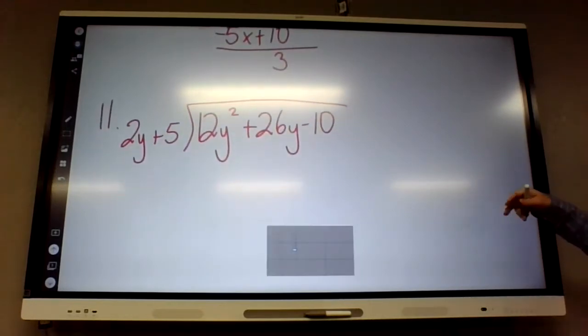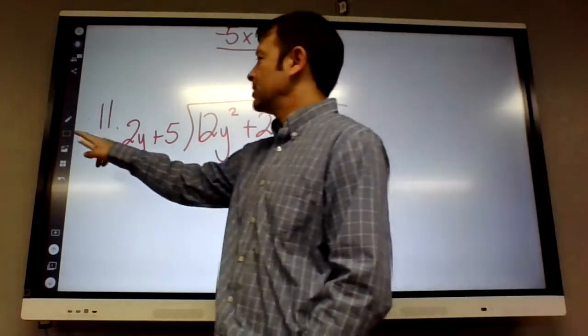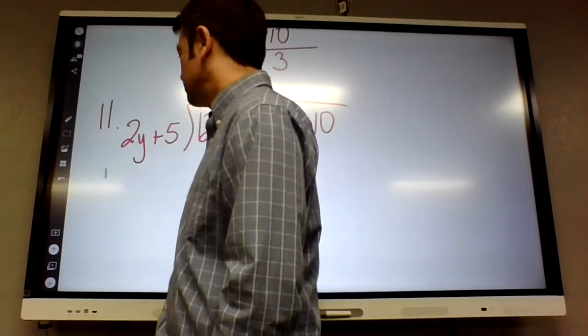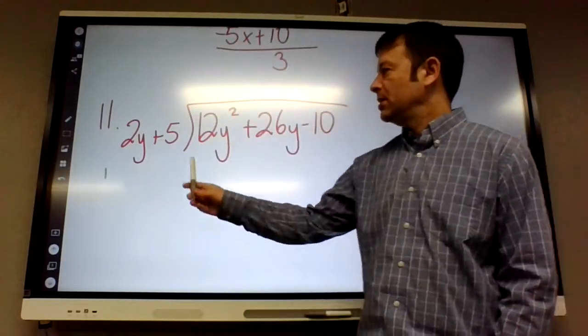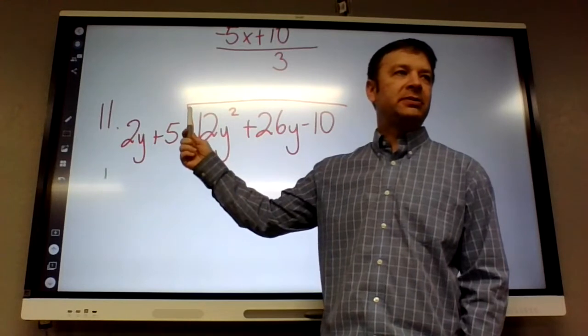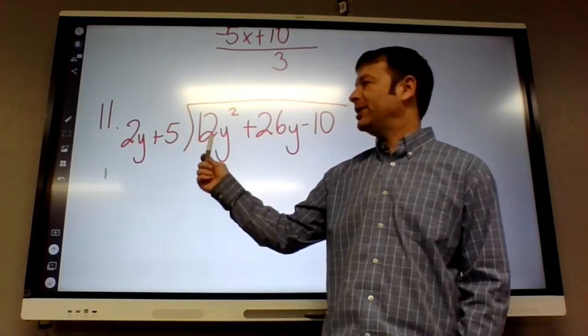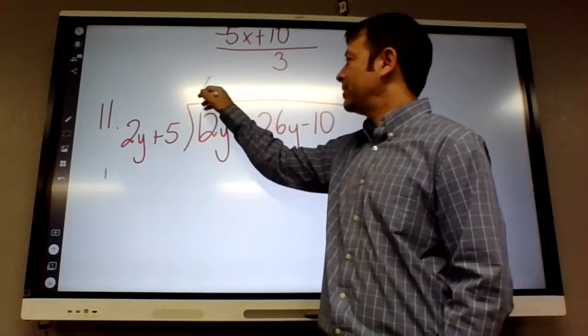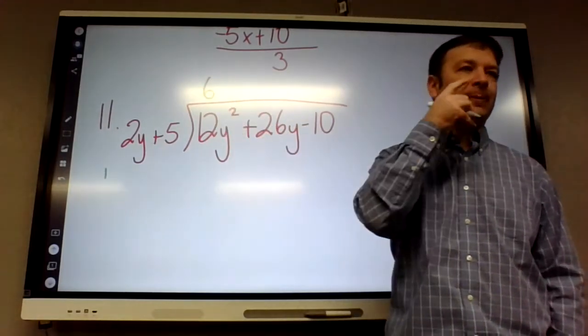Alright, you guys remember how I started? Let's do Christmas colors here. So it's 2y times what equals 12y squared? 2 times what equals 12? 6. And y times what equals y squared? Y.